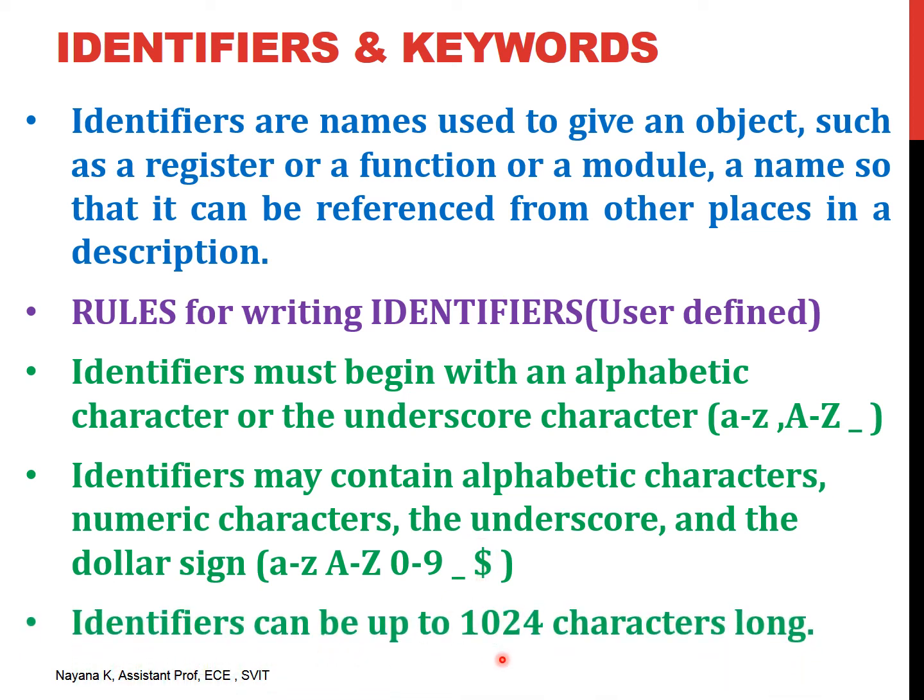Identifiers can be up to 1024 characters long. So when you write any user defined name to give a name to a module or a registered variable or a function, remember it should always begin with an alphabet or an underscore. It may contain any of the letters, numbers, and the only special characters allowed are underscore and dollar, but it should not begin with a dollar, and it can be up to 1024 characters long.